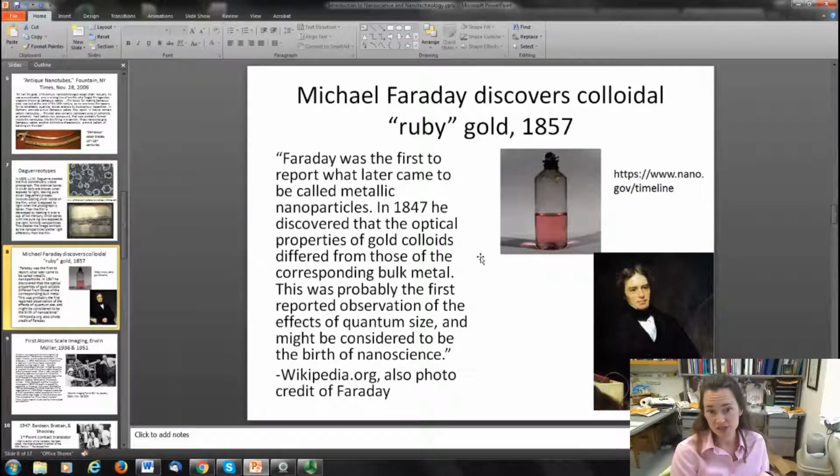And in 1847, he discovered that the optical properties of gold colloids differed from those of the corresponding bulk metal. And this was probably the first reported observation of the effects of quantum size, which might be considered to be the birth of nanoscience. And this is a picture of a colloidal gold with a reddish color. Okay, and we'll talk more about all of that, the science of that, later.